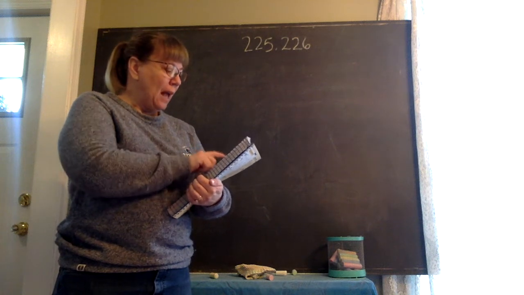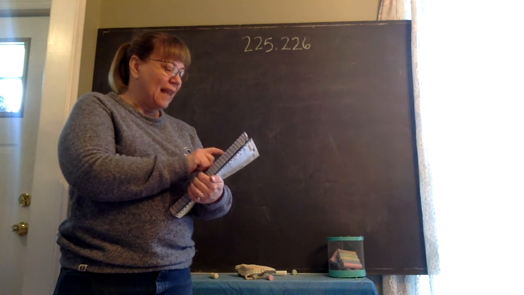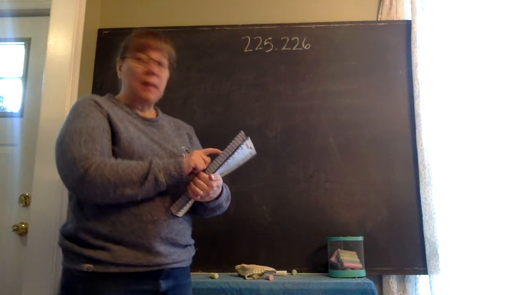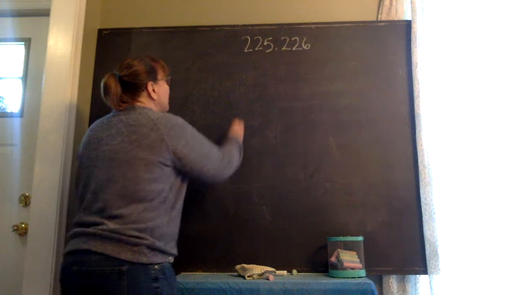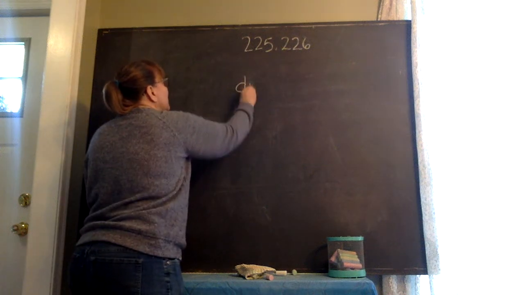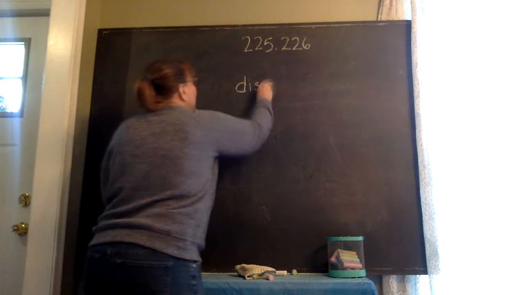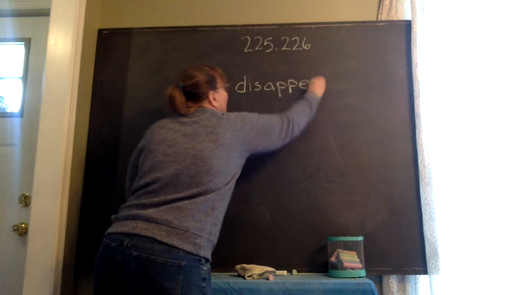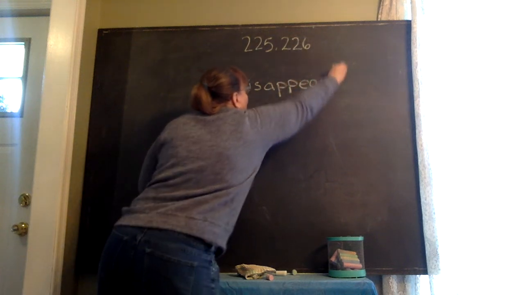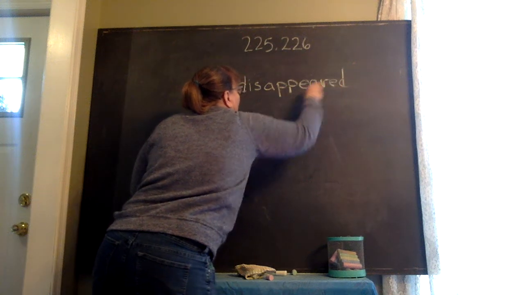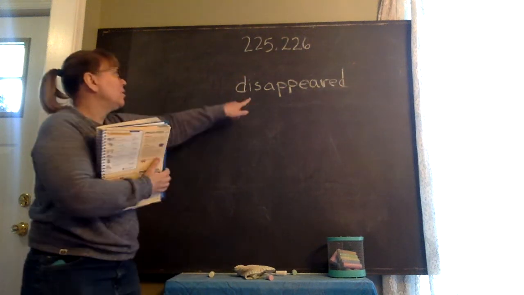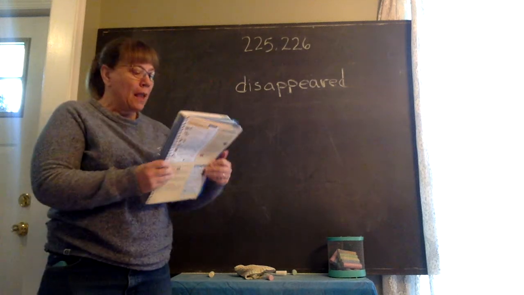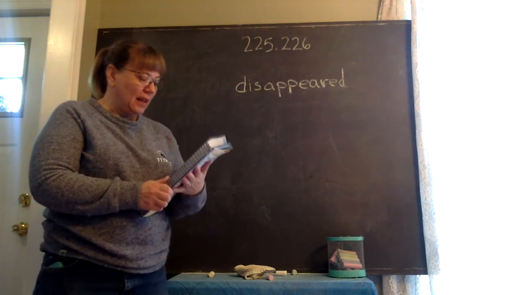So it says, my shoe blank again. The word at the end of the sentence is appeared. So in the blank, I'm going to write dis, and then appeared. Okay, so remember, there's no space here. It's one word, disappeared. My shoe disappeared again.